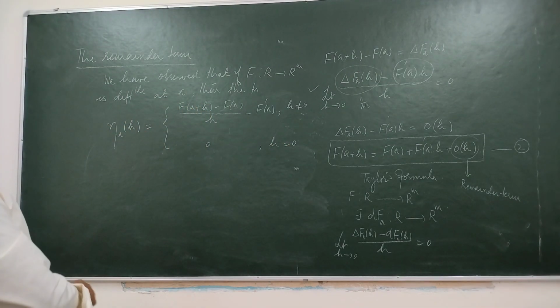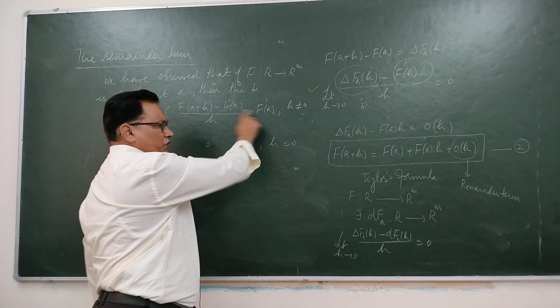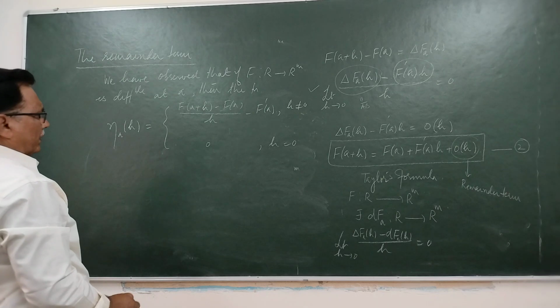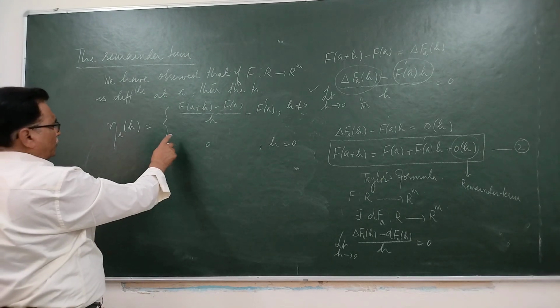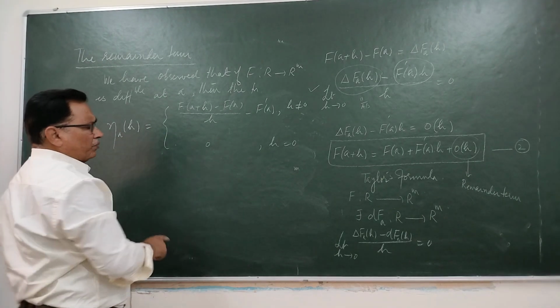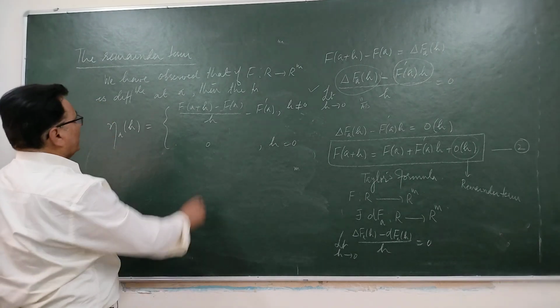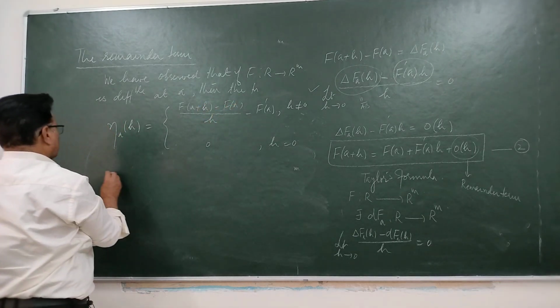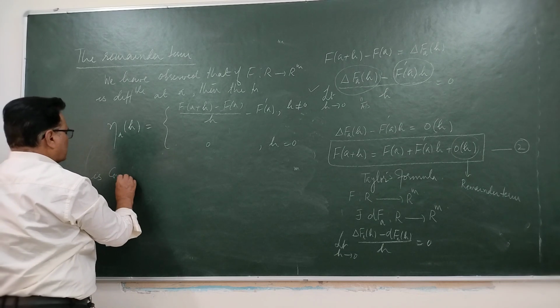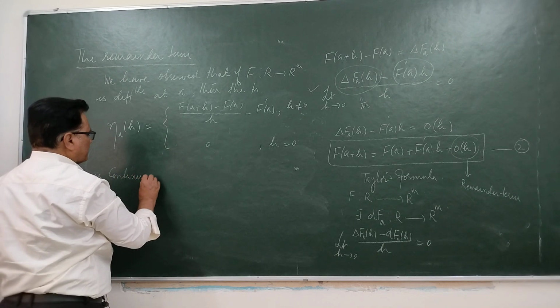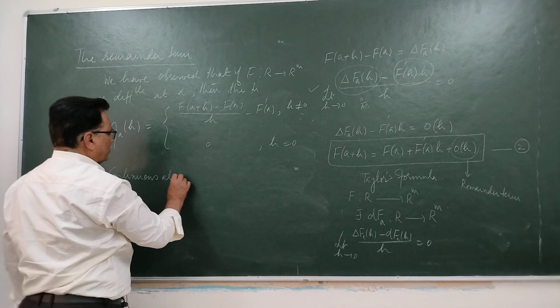You can see if f is differentiable at a point a, f dash a will exist, and therefore this function eta a defined in this manner will always be continuous at h equal to 0. So if f is differentiable, then this function is continuous at h equal to 0.